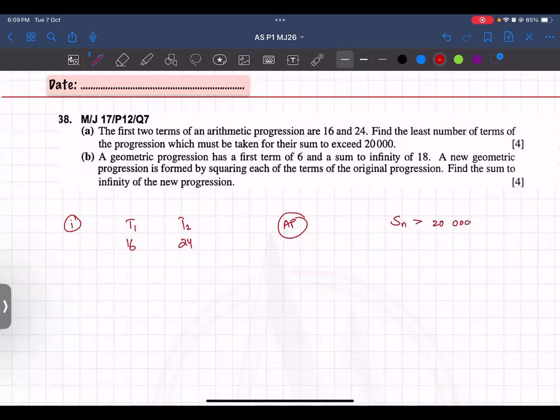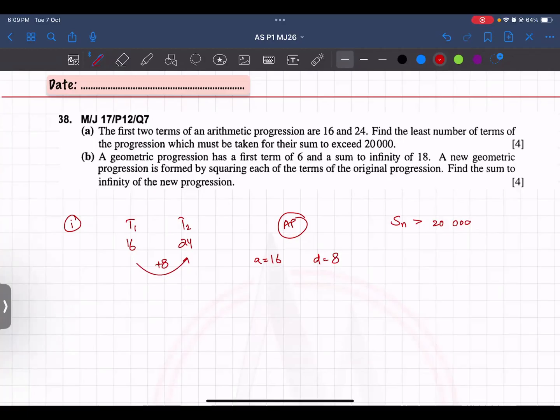20,000. So for this one, we can see the D. How much is the D? T2 minus T1, which is 8. So your A is 16 and your D is 8. And we want the sum to exceed 20,000.